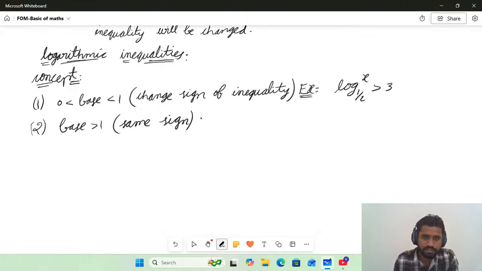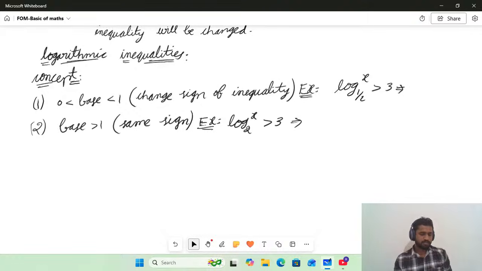And one more example for base greater than 1. So log x base 2 greater than 3. How to solve these two expressions? Log x with the base 1 by 2 greater than 3 and log x with the base 2 greater than 3.